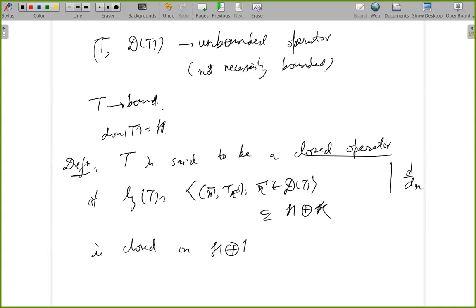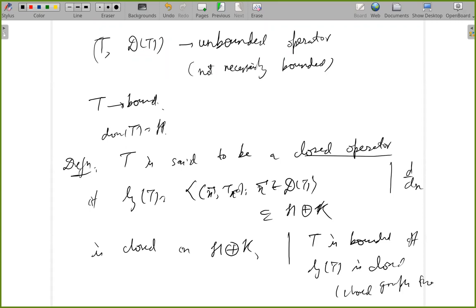in H direct sum K, then in a way, what you're trying to do is borrow some sort of continuity properties. And we know from the closed graph theorem that T is bounded if and only if the graph of T is closed. So this is the closed graph theorem. If you have a linear operator defined everywhere, then just using that as motivation, you say, I may not have that T is bounded, but if the graph is closed, I'll call that a closed operator. And we hope that we'll be able to borrow a lot of properties from bounded operators. In fact, in a very definite sense, that turns out to be true.